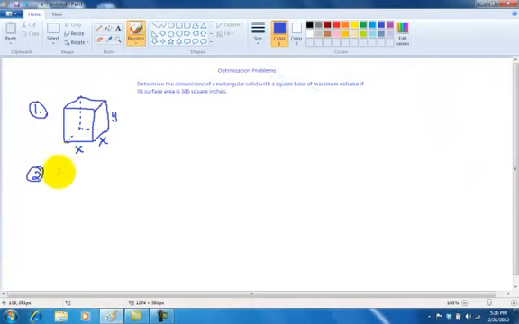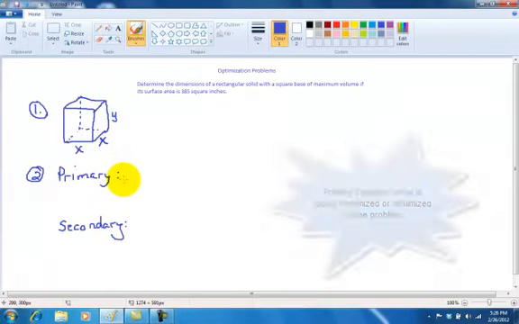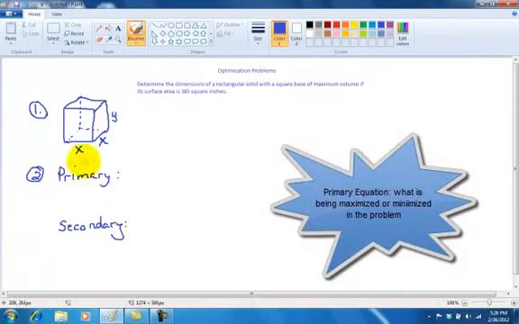So let me write that down. Primary and secondary. Now here are the rules for finding your primary and your secondary equation. Your primary equation will always be the thing being minimized or maximized.